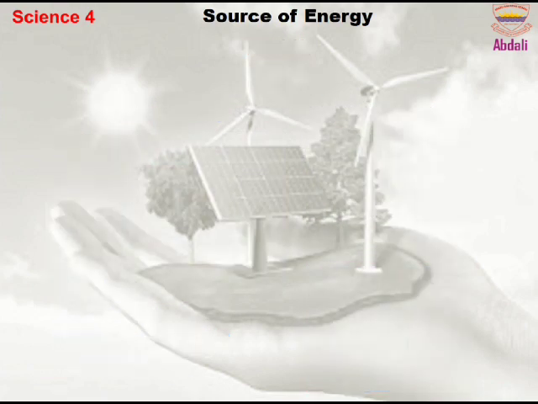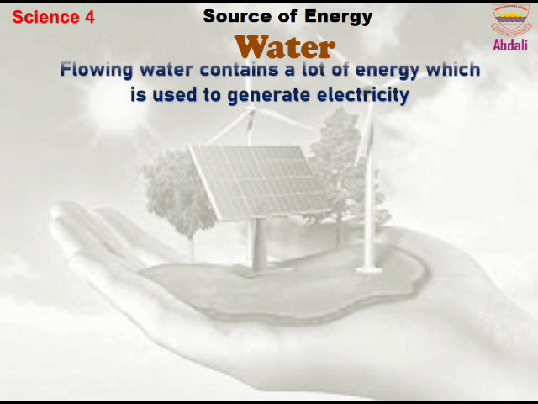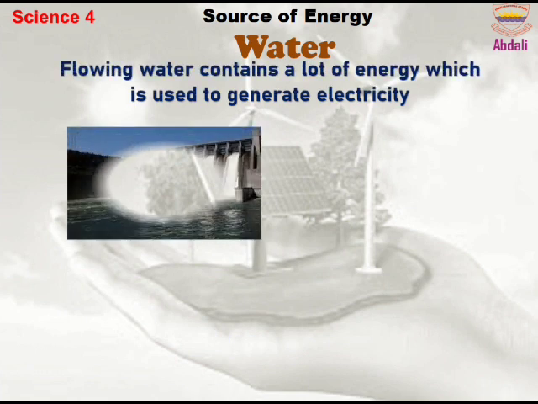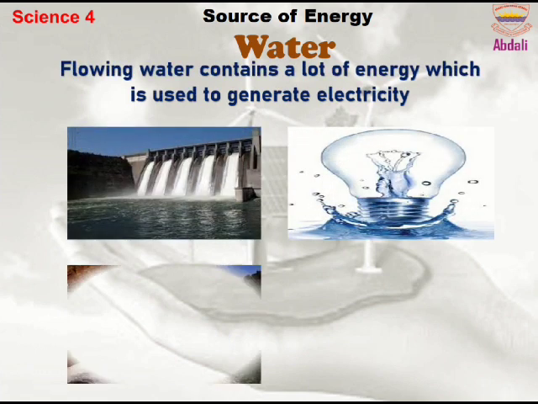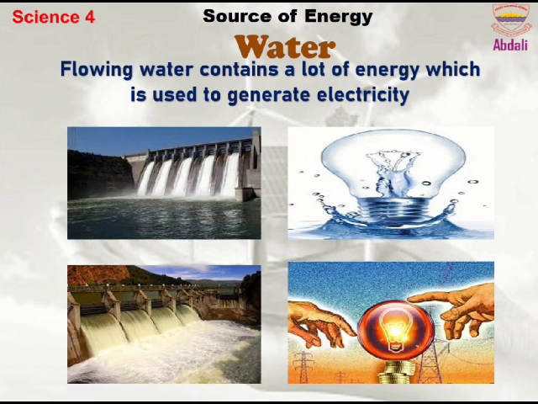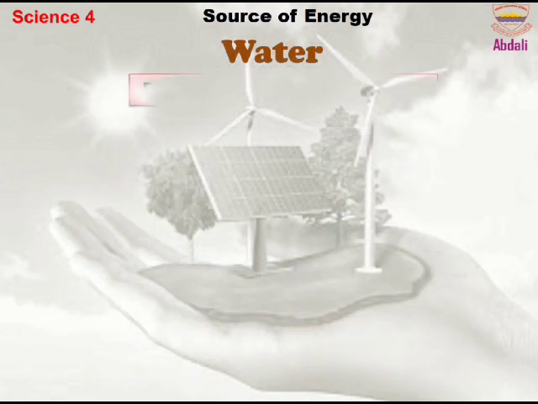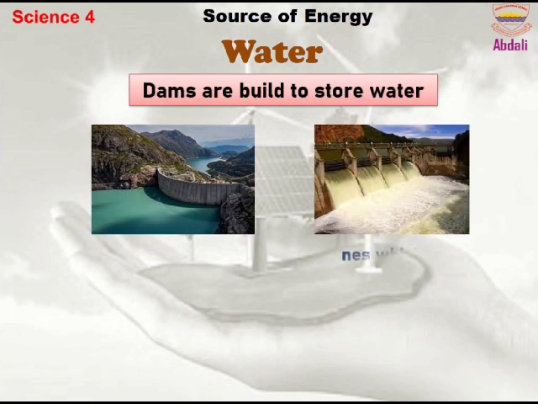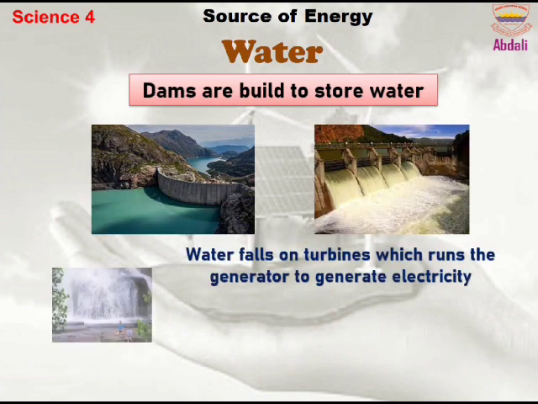Our next source of energy is water. Flowing water contains a lot of energy which is used to generate electricity. Dams are built to store water, and water falls on turbines, which run the generator to generate electricity.